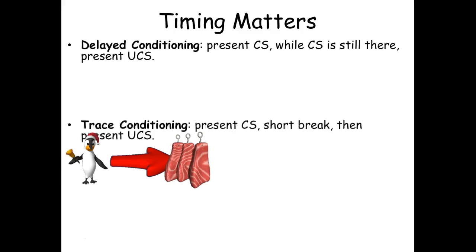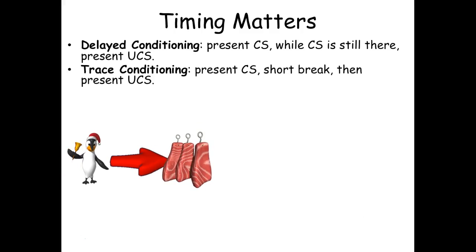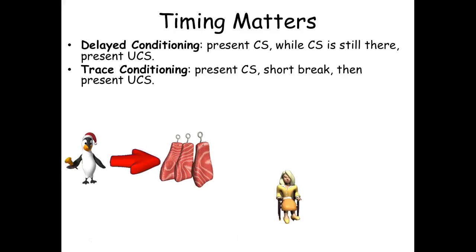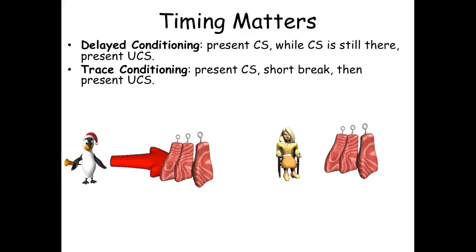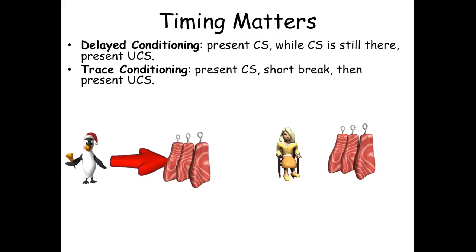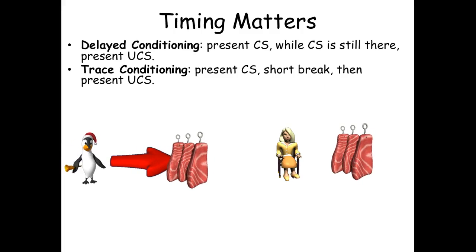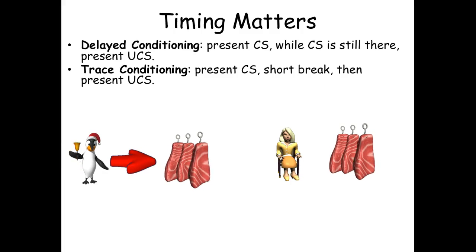is short. With trace conditioning, you present the conditioned stimulus, you take a short break, and then you present the unconditioned stimulus. So you have the bell, you have a pause, and then you have the unconditioned stimulus. So the conditioned stimulus precedes the unconditioned stimulus, but they do not overlap. And the longer the time delay between the conditioned stimulus and the unconditioned stimulus, the more difficult the conditioning is. So it's best if there's a short delay between the two.